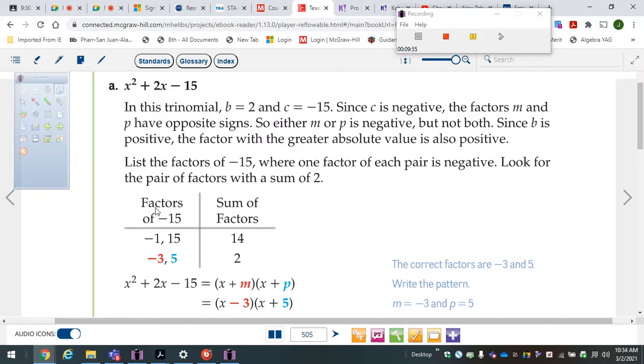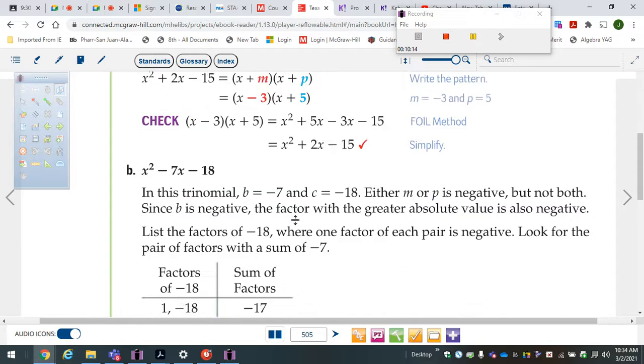So look at the factors of 15. 1 and 15, 3 and 5, right? I have to have one positive, one negative. If I look at this one here, it's positive, so I'm going to say this side's positive, this side negative. Add them up, that gives me 14. Add these up, that gives me a 2. So these are my numbers right here: x minus 3 and x plus 5.